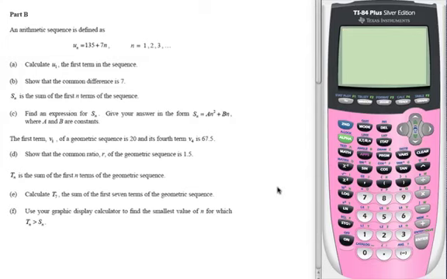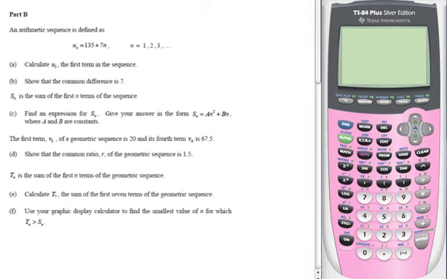Okay, so here we've got an arithmetic sequence defined as the nth term equals 135 add 7n for n starting at 1, so the first term, second term, third term. Calculate the first term in the sequence. So you want the first term equals 135 add 7 times 1. Okay, so that's going to give us 142.